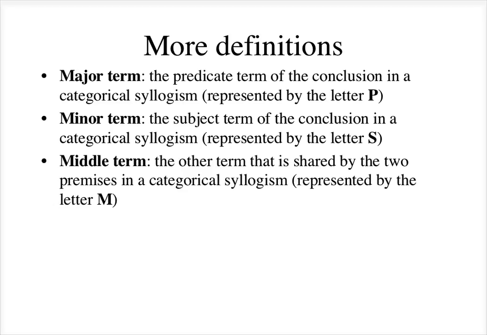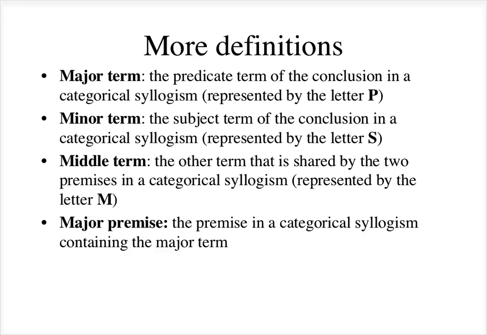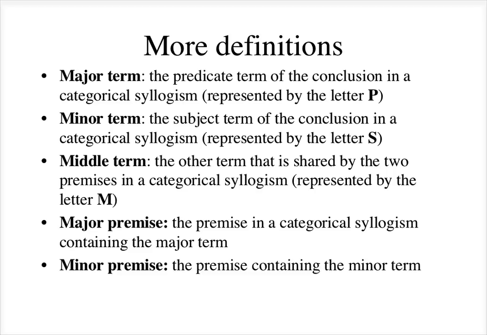And then finally, there is the middle term, which is the other term that will be shared by the two premises. It will be the common term between the two premises, and that will be represented by the letter M. Then we will identify the premise in the categorical syllogism that contains the major term as the major premise, and then the premise containing the minor term will be the minor premise.